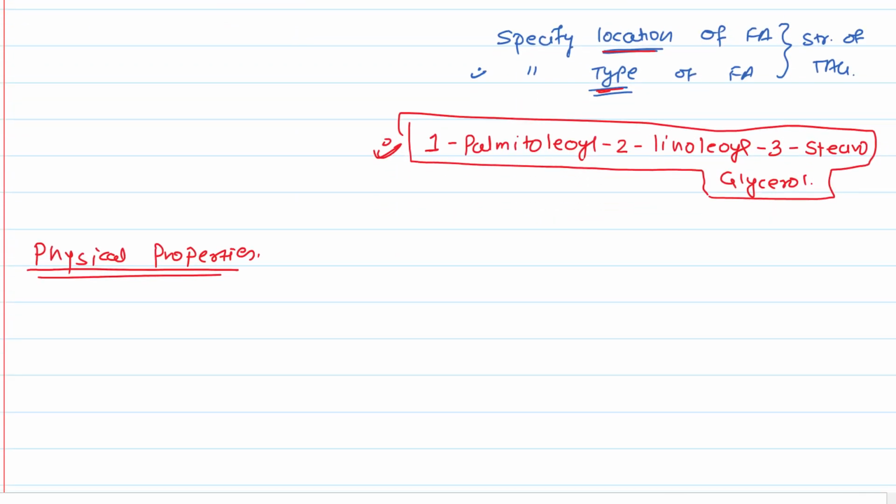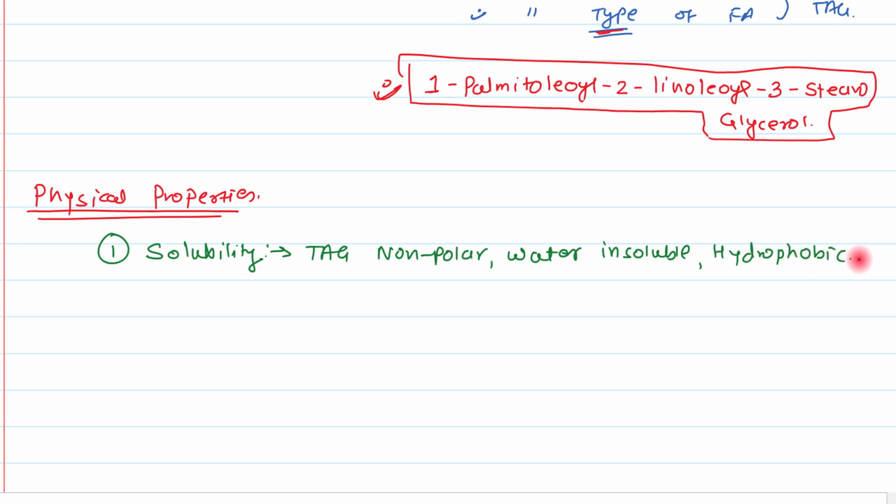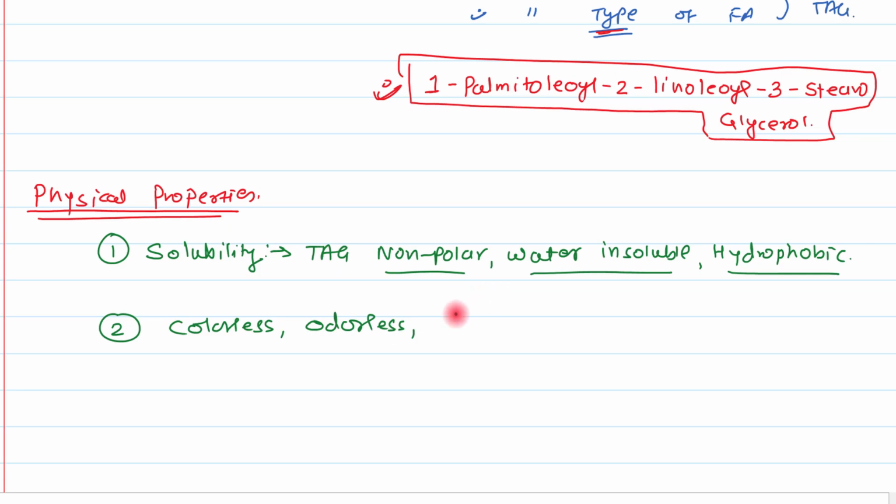So as physical properties, the first physical property is solubility. This triacylglycerol is non-soluble, or you can say it is non-polar, or you can say it is water insoluble, or you can say it is hydrophobic. All these things mean the same in the case of triacylglycerol. Physically it is colorless, it is odorless, and it is a tasteless compound.